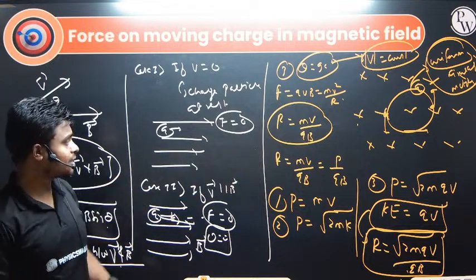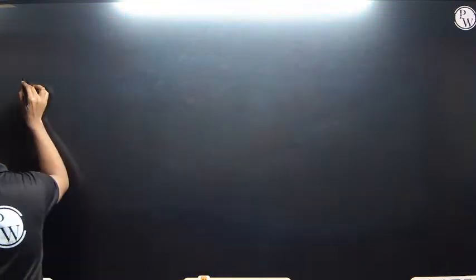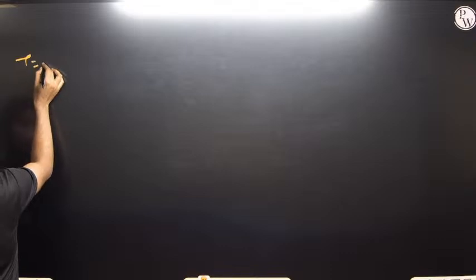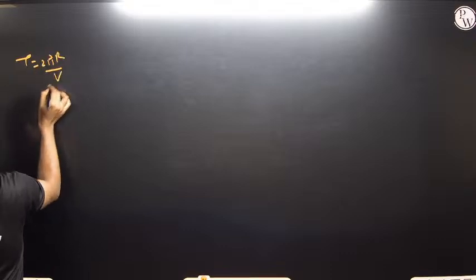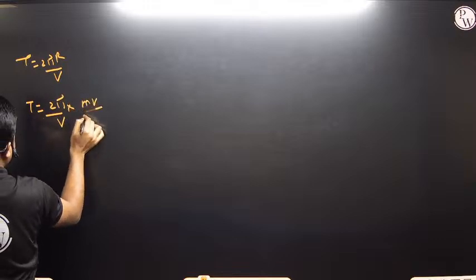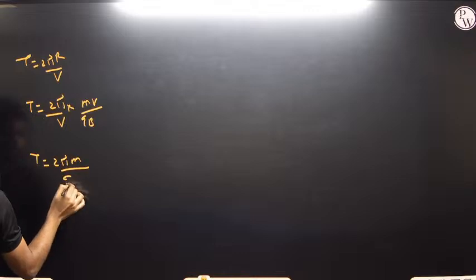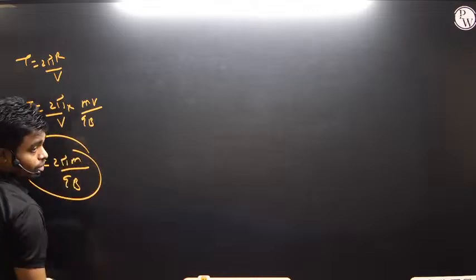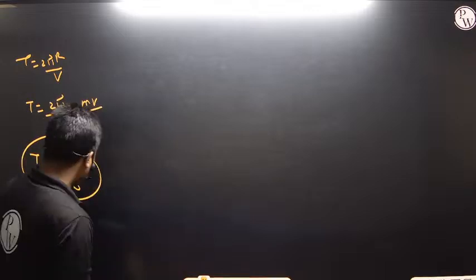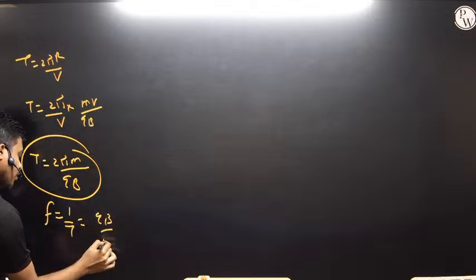The time period is the time to complete one rotation. So T equals 2 pi r divided by v. So T equals 2 pi divided by v into r, which is mv by qB. So the time period is given by 2 pi m divided by qB. You can check that the time period does not depend on radius or on velocity. Frequency in terms of the time period is qB divided by 2 pi m.